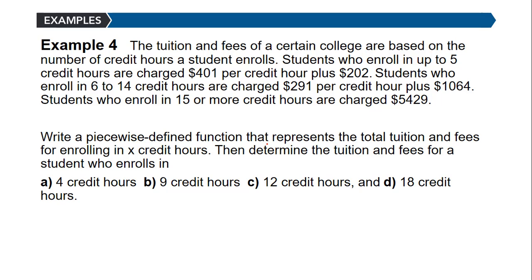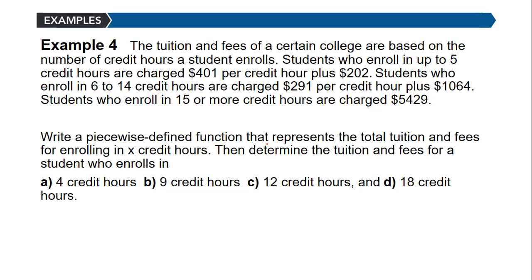Students who enroll in 6 to 14 credit hours are charged $291 per credit hour, plus $1,064. Students who enroll in 15 or more credit hours are charged $5,429. So we want to write a piecewise defined function that represents the total tuition and fees for enrolling in x credit hours, and then determine the tuition and fees for a student who enrolls in 4 credit hours, 9 credit hours, 12 credit hours, and 18 credit hours.